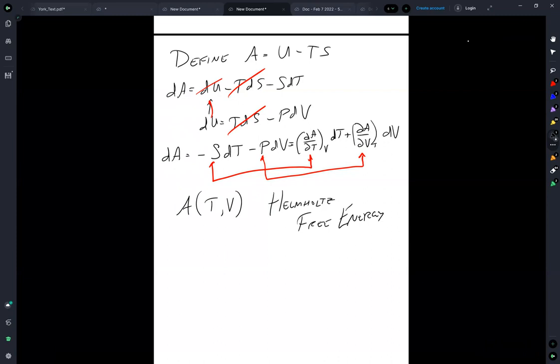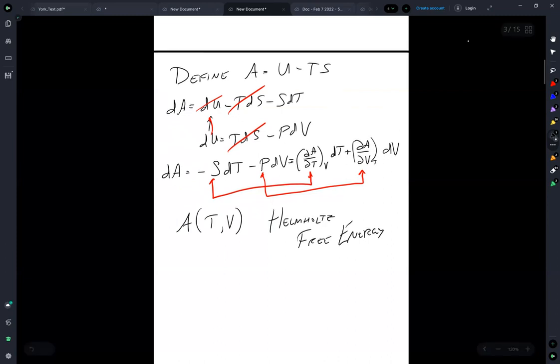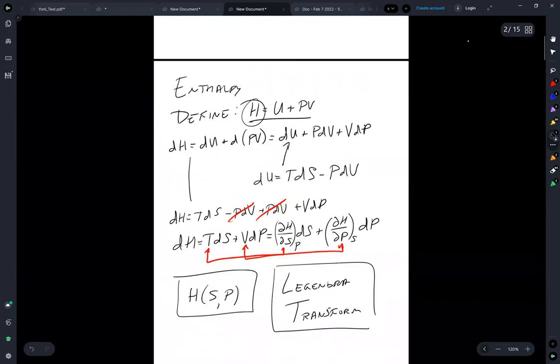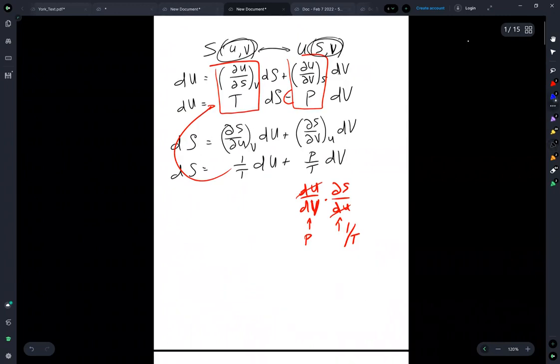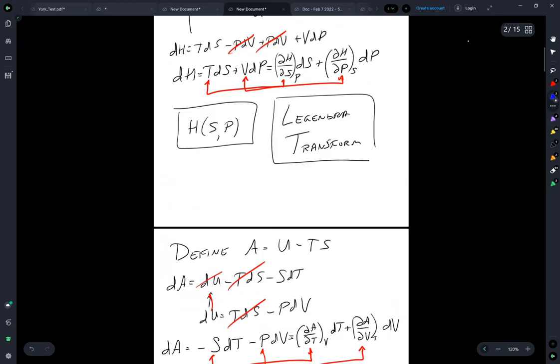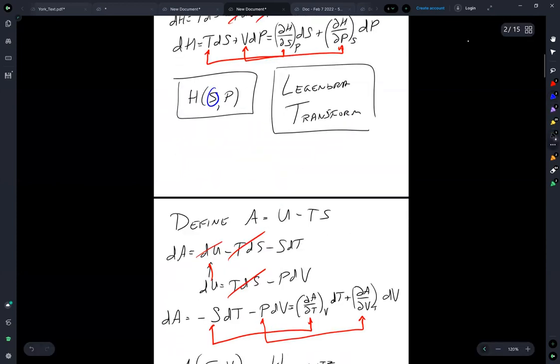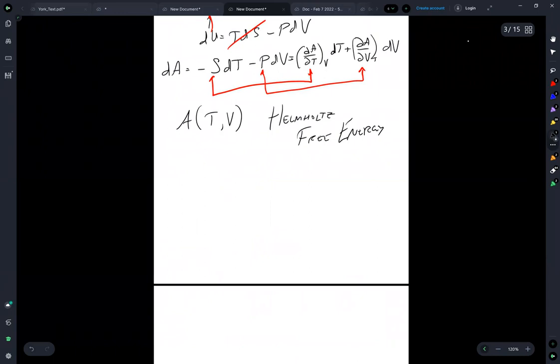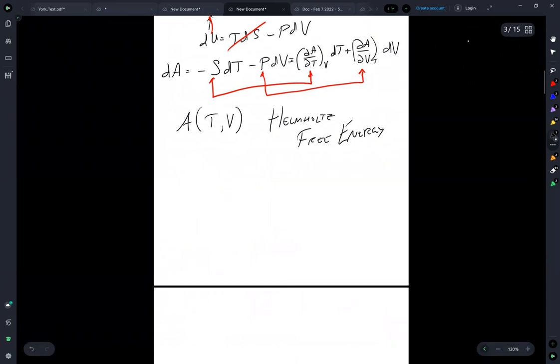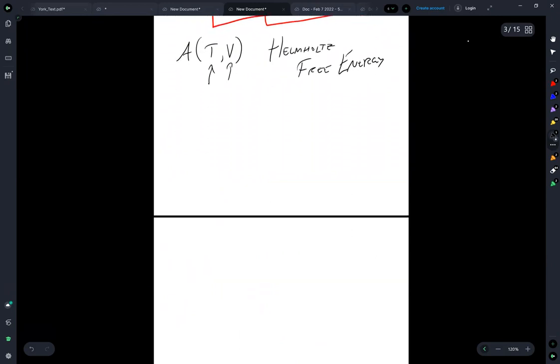And this is becoming a little bit more useful, right? Up here, we've got S as a function of U and V. And here we've got S as a variable. There's no knob on the equipment that has an S, right? But we do have the ability to control temperature and to a lesser extent to control volume. Which brings us to the last function here.